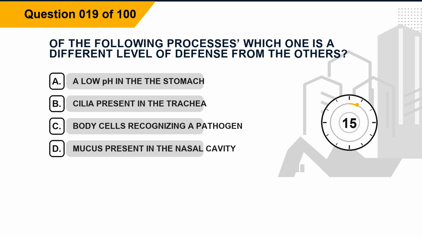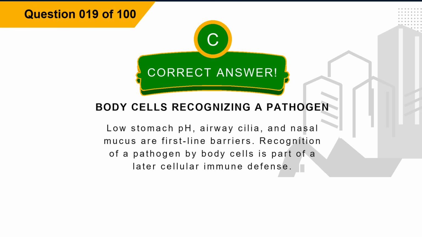Question 19. Of the following processes, which one is a different level of defense from the others? Option A, a low pH in the stomach. Option B, cilia present in the trachea. Option C, body cells recognizing a pathogen. Option D, mucus present in the nasal cavity. The correct answer is option C, body cells recognizing a pathogen. Explanation. Low stomach pH, airway cilia, and nasal mucus are first-line barriers. Recognition of a pathogen by body cells is part of a later cellular immune defense.